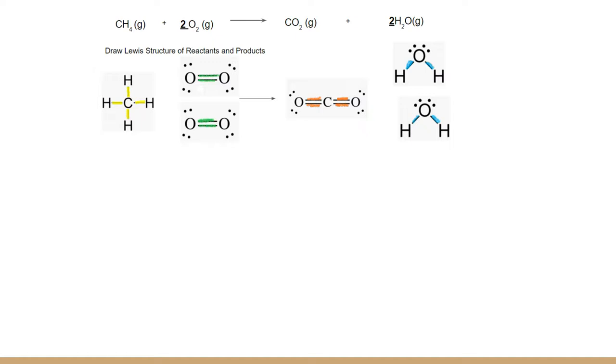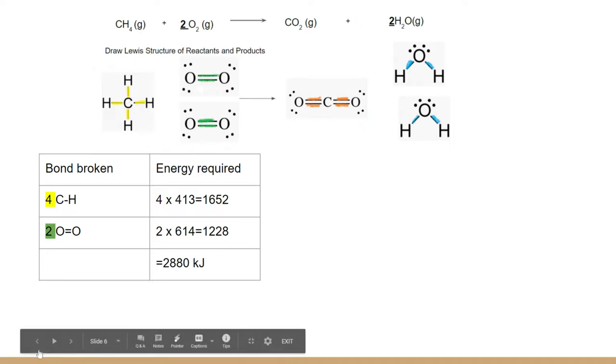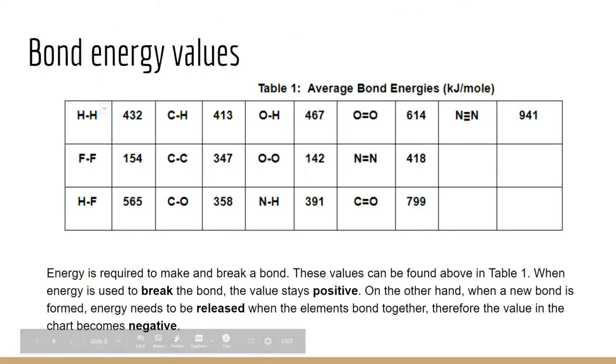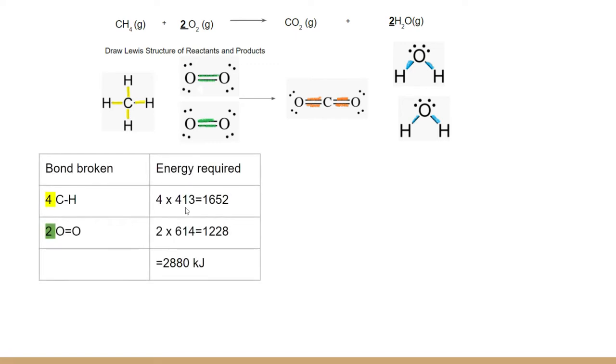So we're going to look at the bonds broken first on the reactant side. If you see, I have 4 C-H bonds. The 4 C-H bonds come from here. And the value for it, let me go back to the previous screen, is 413. And that comes right here. So I have 4 times 413.